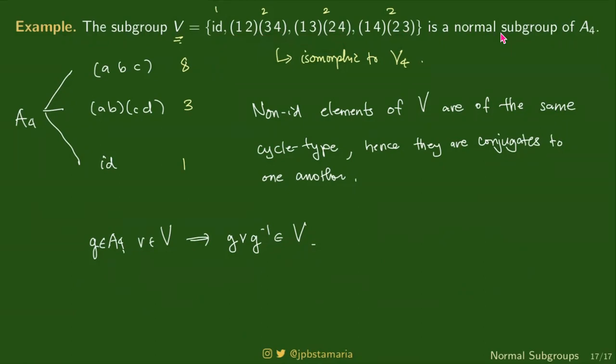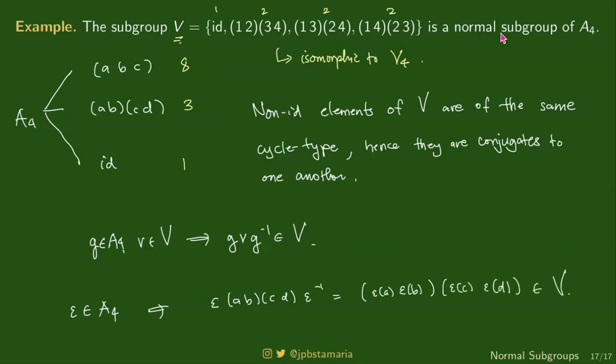I don't have to even, diba? Ang kuha tayo ng epsilon sa A4. Yeah? Kunin mo yung epsilon A, B, C, D. Ano itsura na ito pag kinonjugate mo? Di epsilon of A, epsilon of B, epsilon of C, epsilon of D. Ito ngayon, element pa rin ito ng V. Hindi ka lumalabas sa loob ng V. Kaya si V is clearly a normal subgroup.